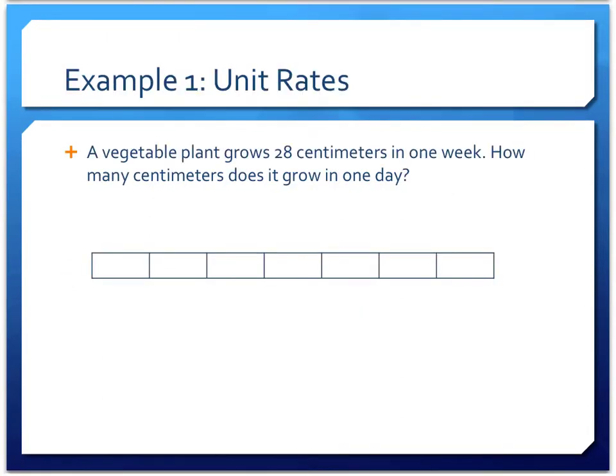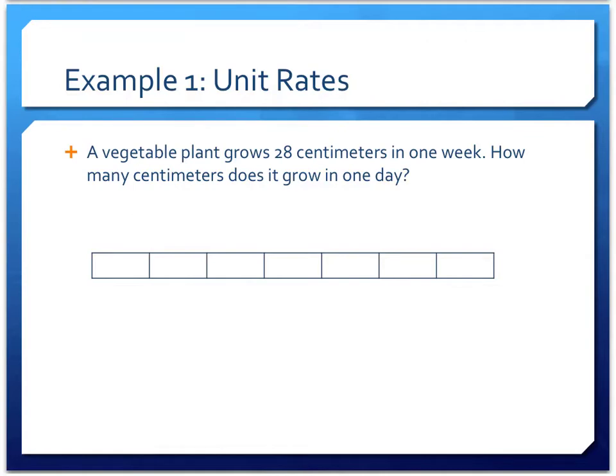In our first example, we have a rate problem, and we're going to use a model to show how to find the answer of the unit rate we're looking for. So, our problem is a vegetable garden grows 28 centimeters in 1 week. How many centimeters will grow in 1 day? So, again, the unit rate we want to talk about is with a denominator of 1. Okay, in this case, we're going from 1 week to 1 day.